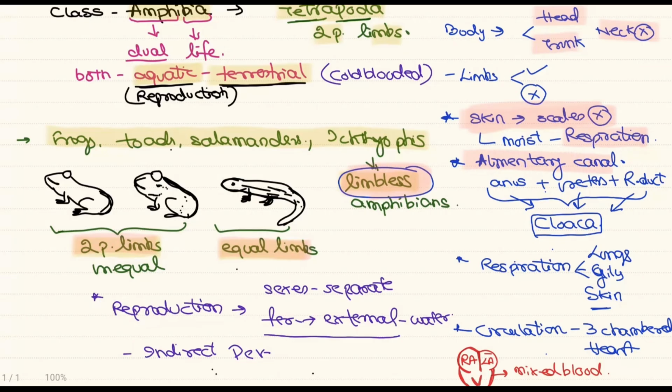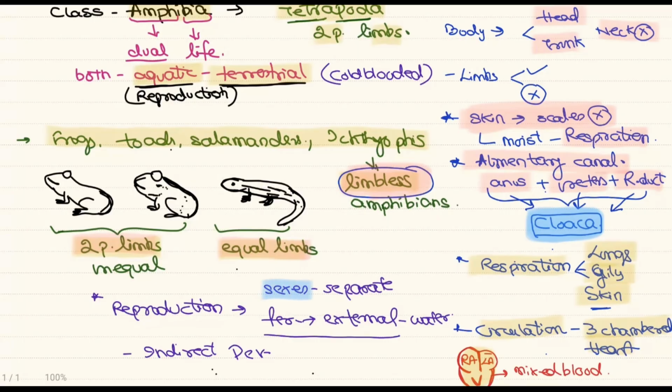The alimentary canal starts with the mouth and ends with the anus. The digestive system, excretory system, and reproductive system open into a common opening called cloaca, and this cloaca will open to the exterior. Respiration is done through the lungs. The larva and some others still have gills, and skin mainly also helps in the respiration process. A three-chambered heart helps in circulation. Two atria and one ventricle are seen.